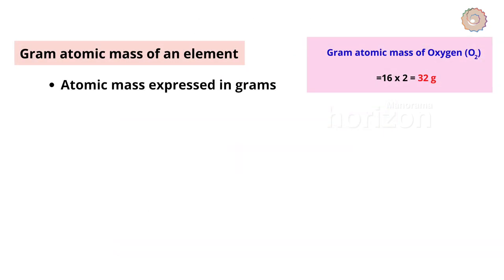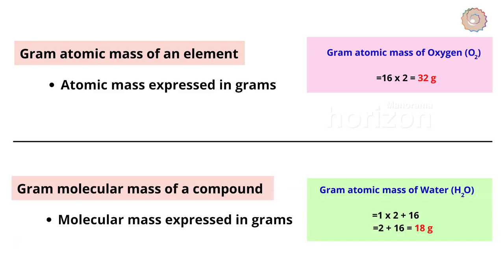Gram atomic mass of an element is its atomic mass expressed in grams. For example, gram atomic mass of oxygen, O2, that is 16 into 2, which is 32 grams. Whereas gram molecular mass of a compound is its molecular mass expressed in grams. For example, take water again, and the value of that is going to be 1 into 2 plus 16, which is equal to 18 grams.